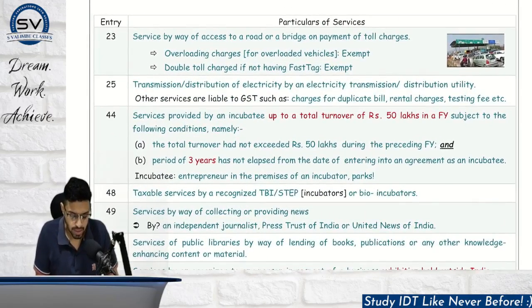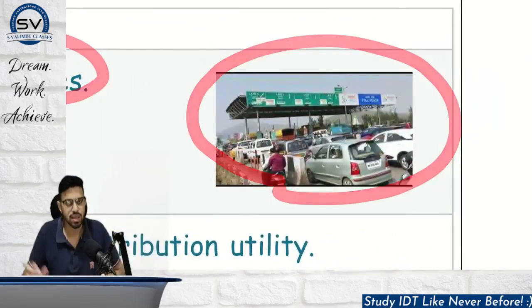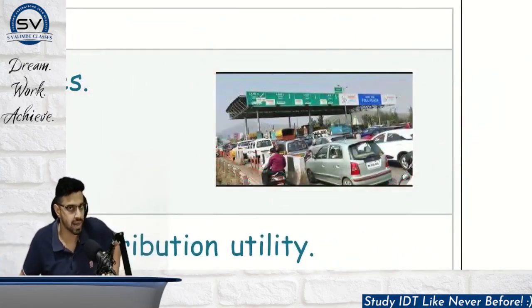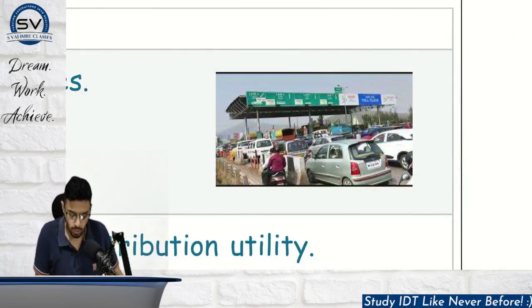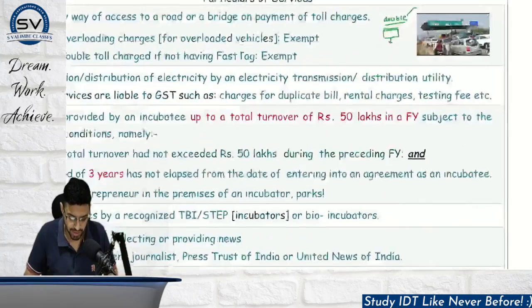Let's see entry number 23. Service by way of access to a road or bridge on payment of toll charges. So the toll charges that you pay, 60, 120, 300, whatever it is, that is exempt. Plus, sometimes you pay double charge because you don't have FASTag, that is also exempt. Sometimes there are overloaded trucks. They pay something more than the normal amount because of the overloading and the weight they are carrying. That is also exempt. So the entire thing is exempt.